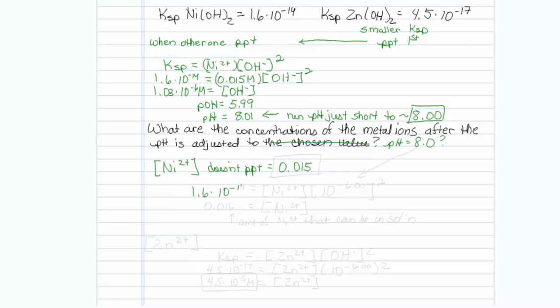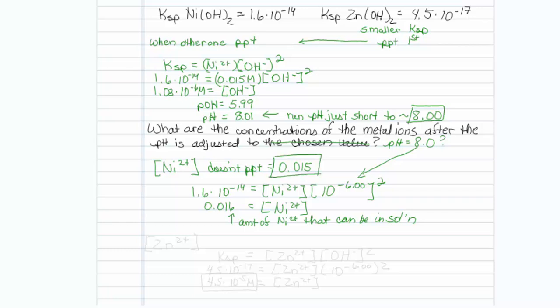1.6 times 10 to the minus 14 is equal to my nickel concentration times 10 to the minus 6.00, okay, that's 10 to the minus pOH, that's my hydroxide concentration, right, I'm getting that from there, squared. Let me solve for the nickel concentration. And it turns out that it is equal to 0.016, which is cool. That is the amount of nickel that can be in solution. But of course, we only started out with 0.015, so that is really the proper answer.